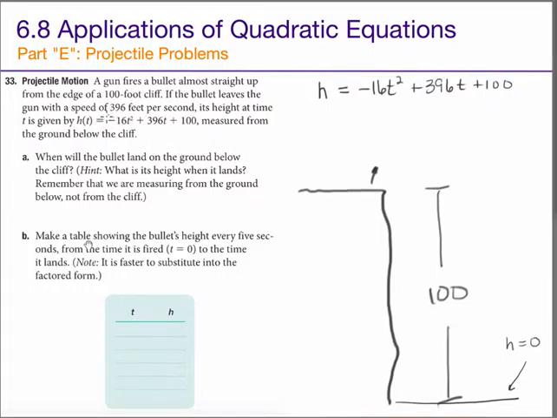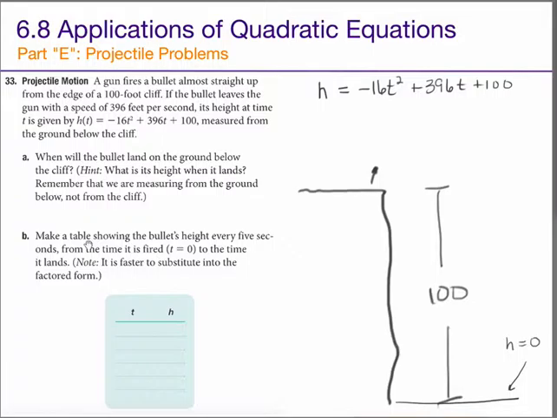Also notice that the bullet has a speed of 396 feet per second, and that speed is represented by this number here. Don't worry too much about where the pieces come from. I think this is an interesting exercise, but basically your formula is given. What's important is that you know how to use it.